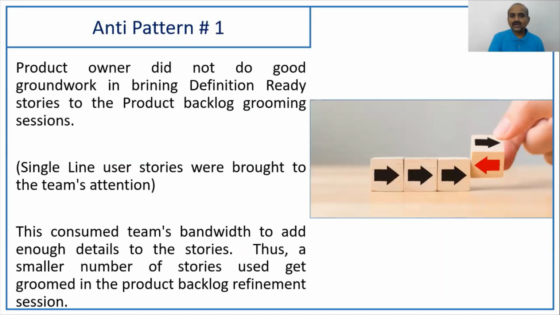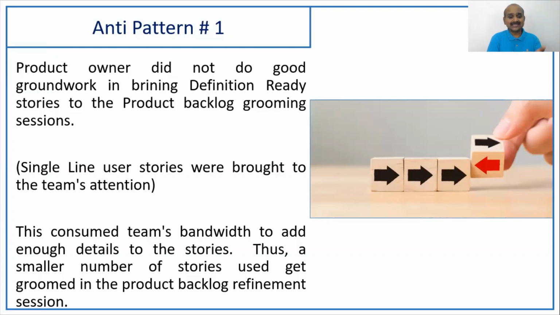Okay, he maintains a good relationship with some of the technical people and he gets things done. So what happens is, when single line user stories are there, there's a high probability that people make a lot of assumptions, or the team takes more time to groom the stories. See, at the end of the day, the product owner needs to do his groundwork and then bring it to the team's attention.